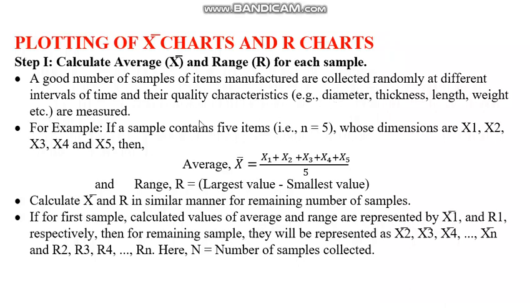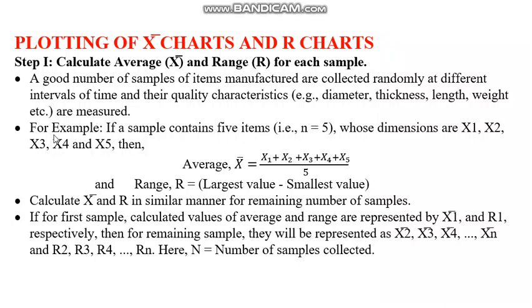For each quality characteristic, one chart will be made. Now a good number means a sufficient number of samples. One sample consists of 5 items, and we take, say, 10 such samples. So how many objects are we going to measure? Around 50 objects.